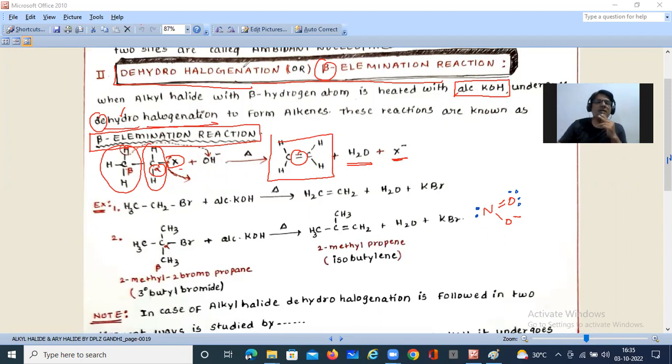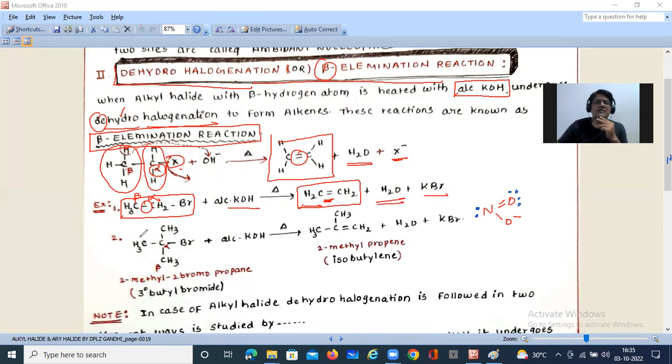Next, here I gave the example CH3CH2Br, that means ethyl bromide, reacting with alcoholic KOH. Come on, just guess. What type of compound should be obtained here? This one will be the alpha carbon and this is the beta carbon. So one of the hydrogens should be removed here. Then CH3 is converted to CH2, and the single bond is converted to a double bond. So ethyl bromide is converted to ethene, with removal of H2O, the water molecule, and KBr.